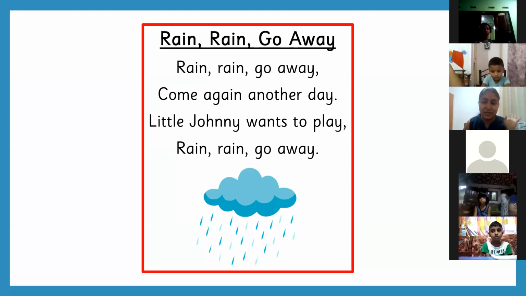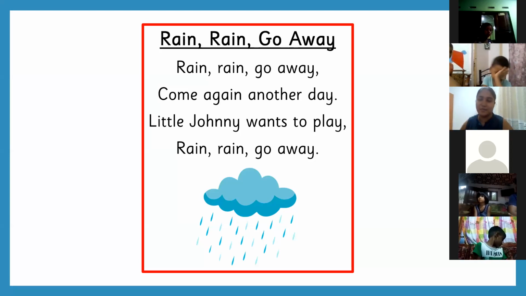Little Johnny wants to play. Now little Johnny is outside to play and the rain is also coming. Okay, understood? We will draw a nice picture. You should practice this poem, how to tell it nicely, how to recite it nicely. Understood, Putala?